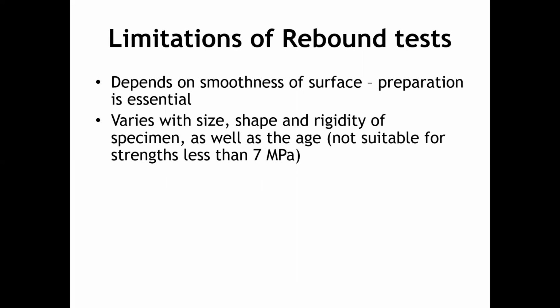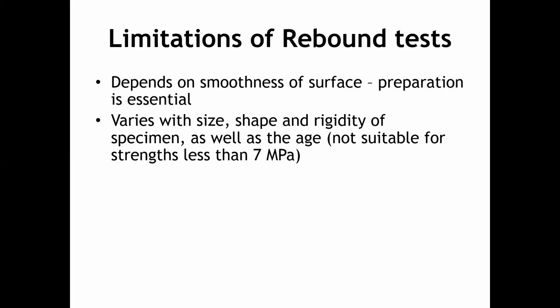This also varies with respect to the size, shape, and rigidity of the specimen. If the concrete strength is very low, let's say less than 7 MPa, it is very difficult to do the rebound hammer test on it, because the energy absorbed by the concrete is related both to its strength and its stiffness. So it is a combination of strength and stiffness that governs the rebound number.